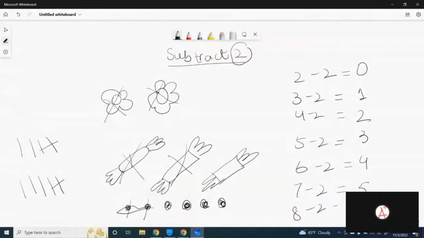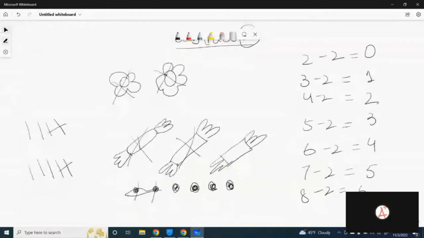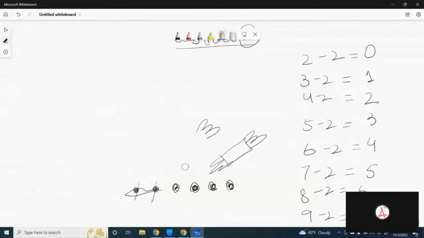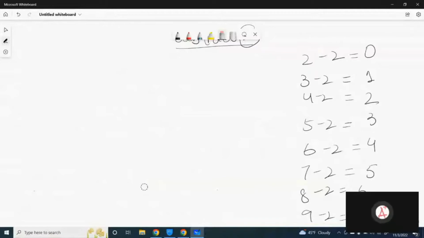Then you have eight subtract two. So eight subtract two is six. Then you have 9 subtract 2, so 9 subtract 2 is 7. That's basically the table. You must learn how to subtract 2. Got it? You can just use the table to subtract 2 from any number. So it's okay if you memorize the table. And if you don't, that would be okay. You can just make lines and subtract 2. You'll get your answer. Got it?